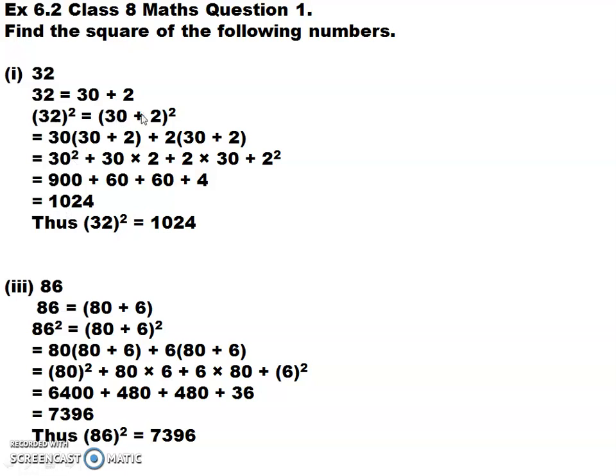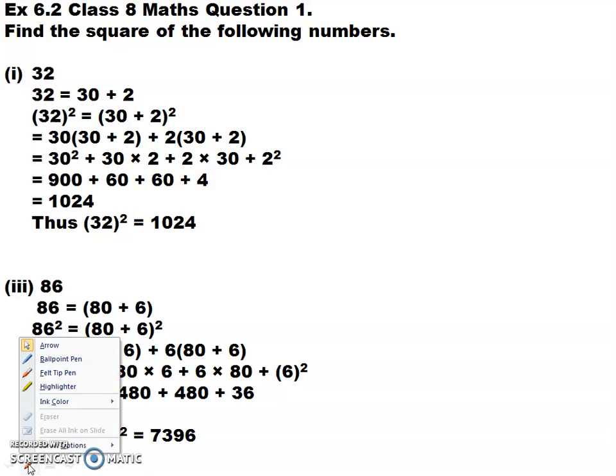So 30 plus 2 the whole square. How will you read this? 30 plus 2 the whole square. Okay, using the distributive property we'll do it. What is 30 plus 2 the whole square? 30 plus 2 the whole square is 30 plus 2 into 30 plus 2.